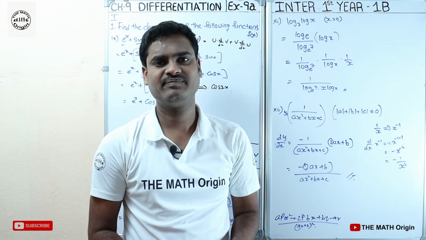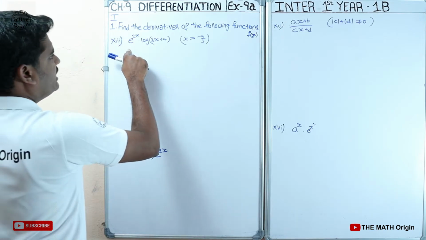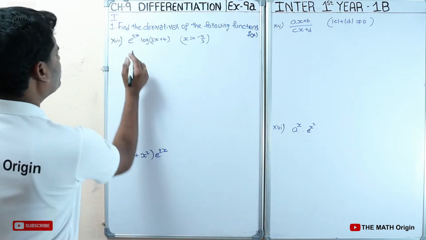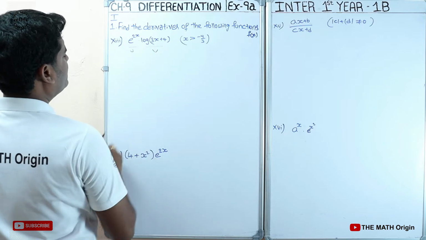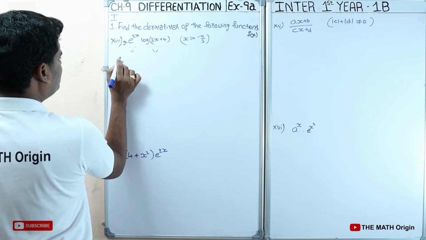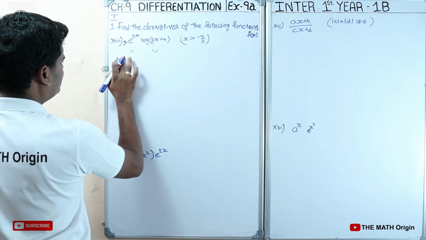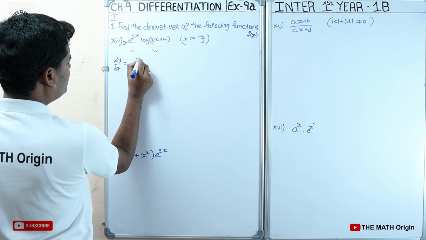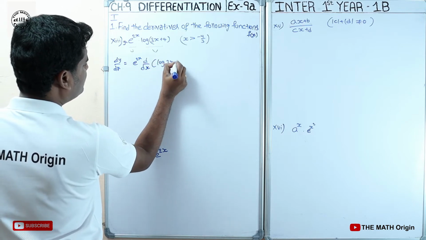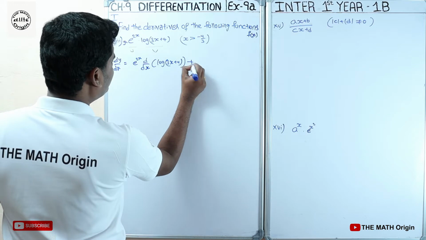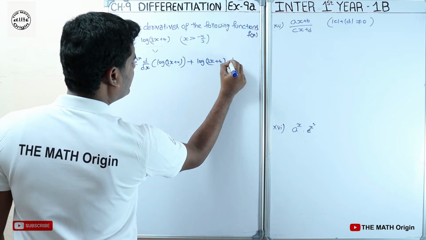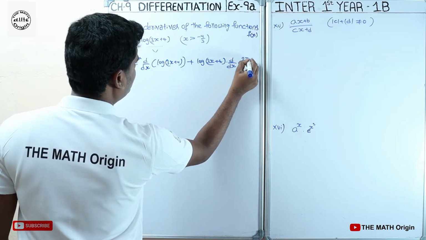13th bit from the first question, e power 2x into log 3x plus 4. Now if you see, the question is in the form of u and v. So uv means we have a formula. Let's take this as y. Therefore dy by dx is equal to e power 2x, u, into d by dx of log 3x plus 4, plus log 3x plus 4 into d by dx of e power 2x.